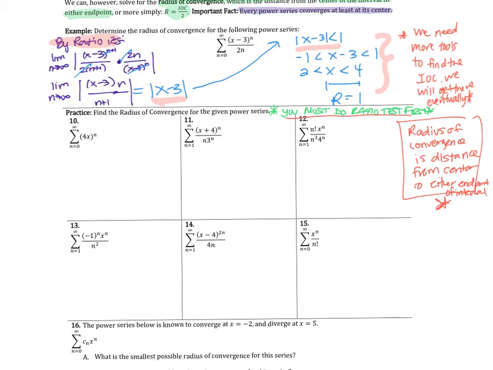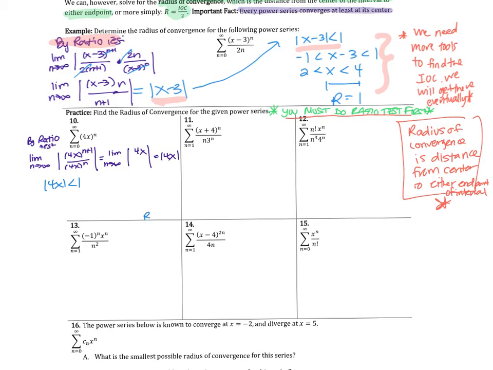We're going to take the limit as n approaches infinity of the absolute value of (4x)^(n+1) over (4x)^n. Well, that's going to simplify to just be the limit as n approaches infinity of the absolute value of 4x, which is the absolute value of 4x. As n goes to infinity, that's not impacted at all. So we know that we want the absolute value of 4x to be less than 1.